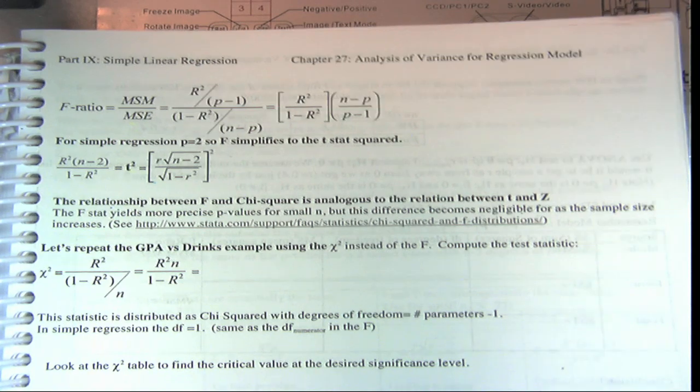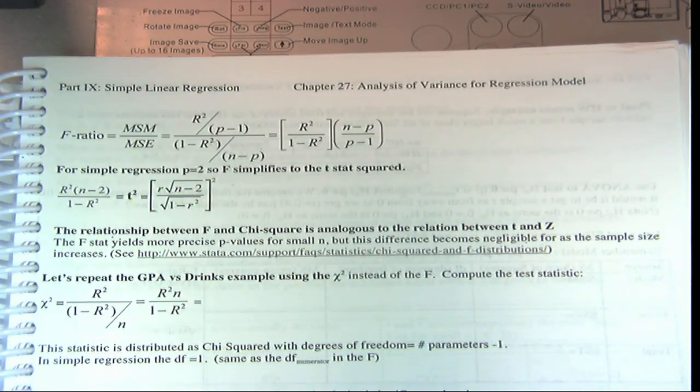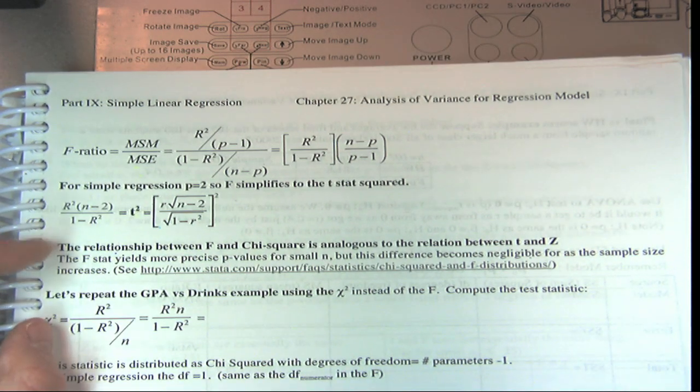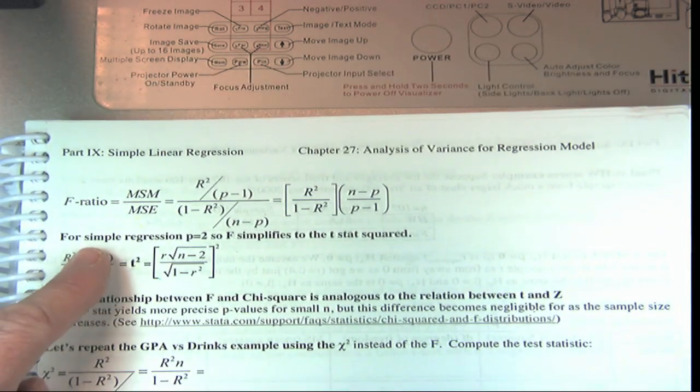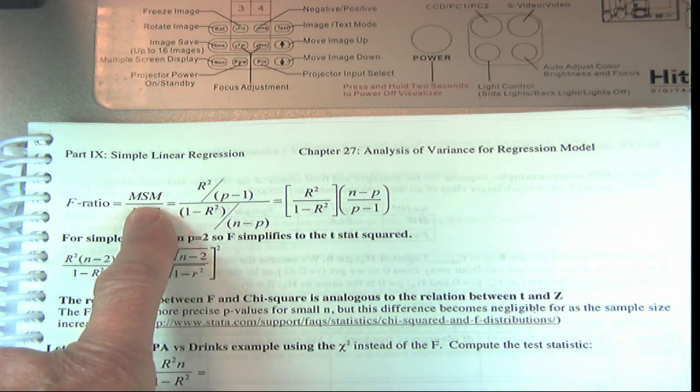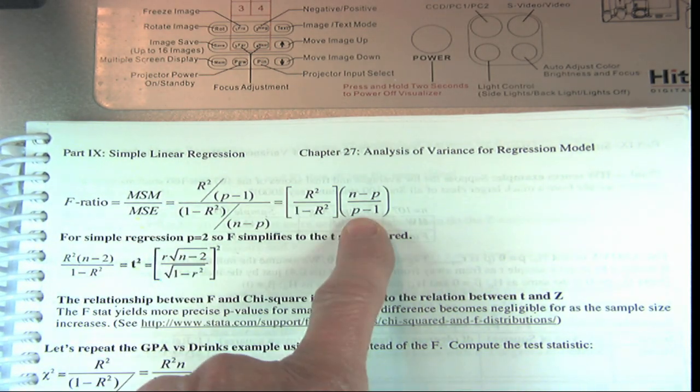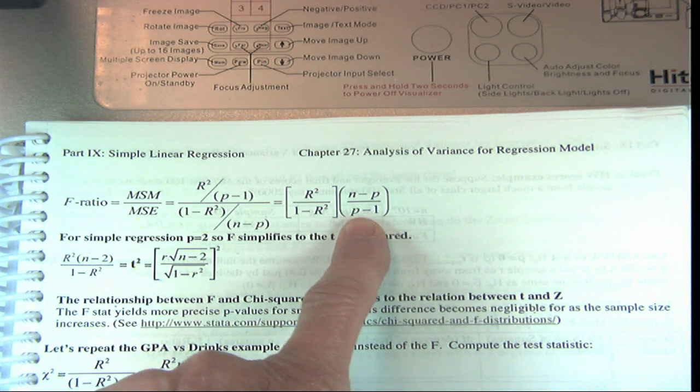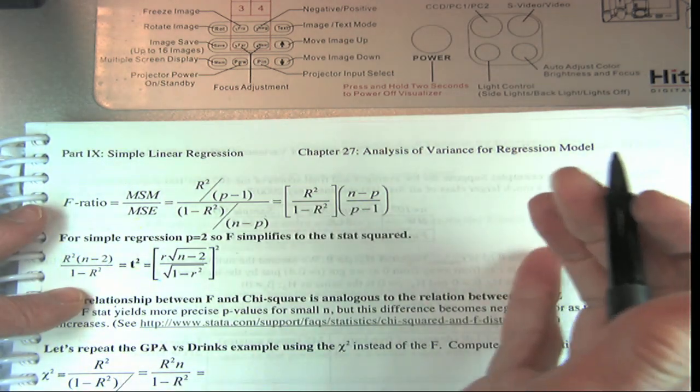First of all, there's using r squared without filling out the table. You could just do exactly the same thing just by r squared and n. I just want to show you this. For simple regression, the mean square model over the mean square error simplifies to that. Maybe I should write it a better way for you. Let's just write it over here.